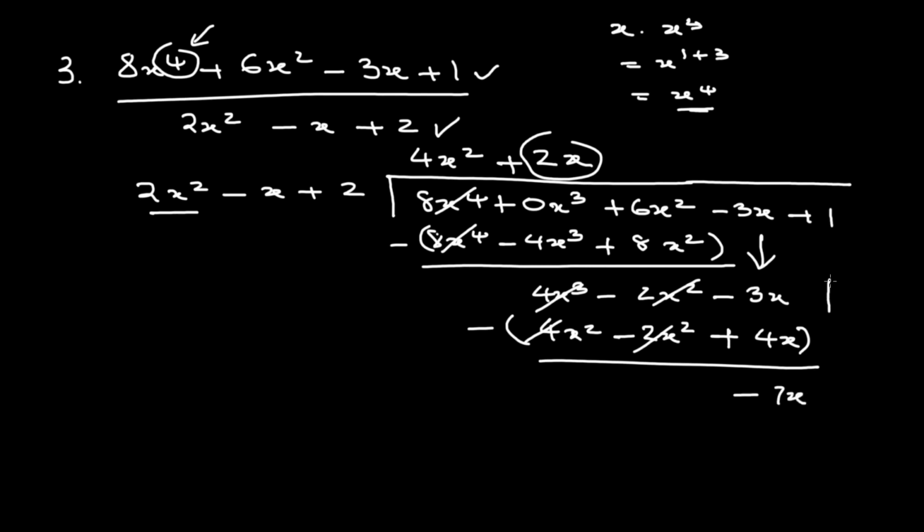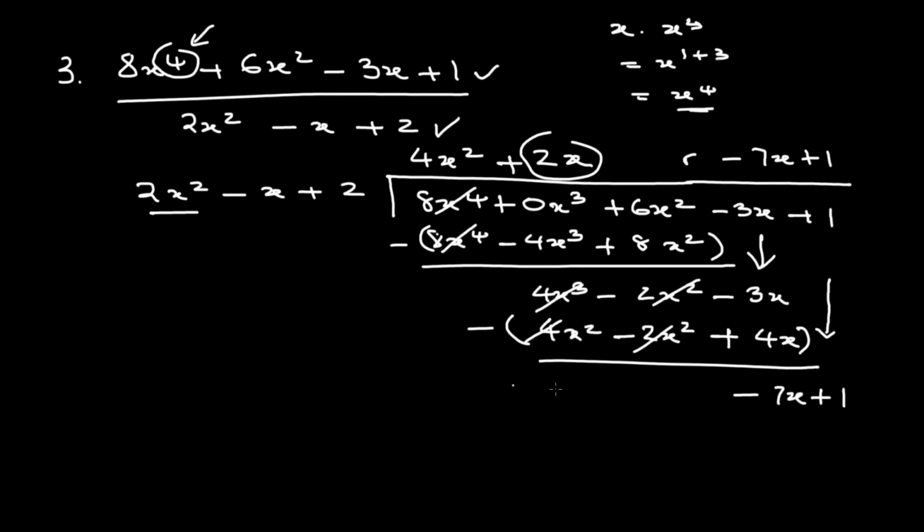Then again, we bring down the 1. Now this is a crucial point. This is 2x squared, and that's minus, this is a lesser power, so we don't divide those, we leave it there. So this becomes our remainder, okay? So I can say remainder minus 7x plus 1, like that.